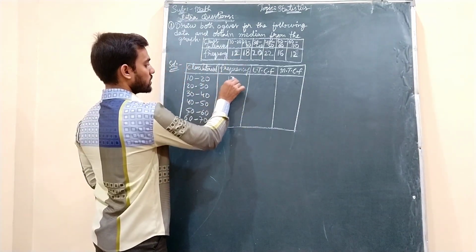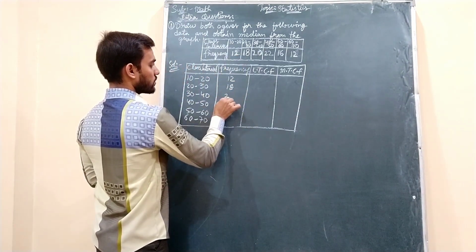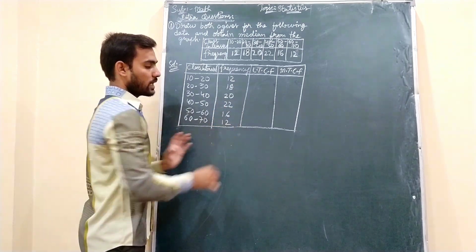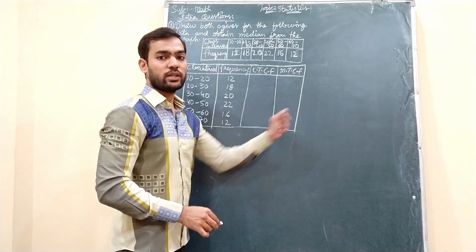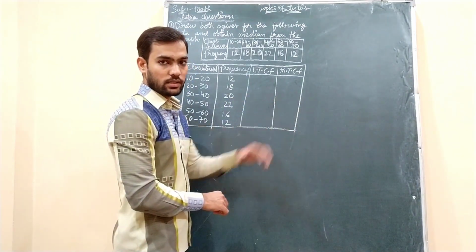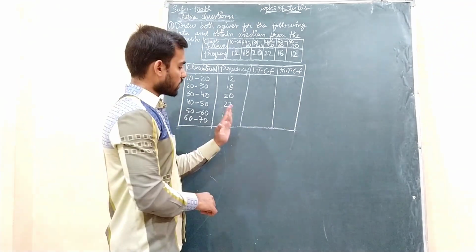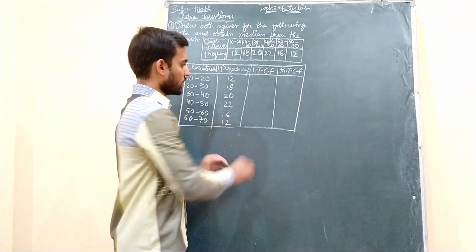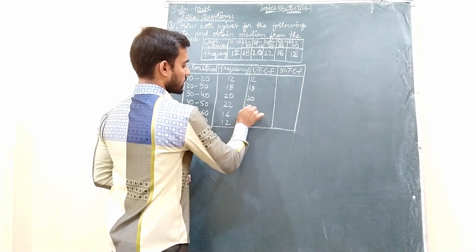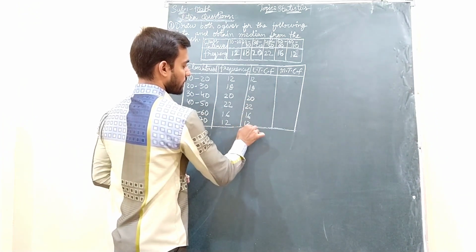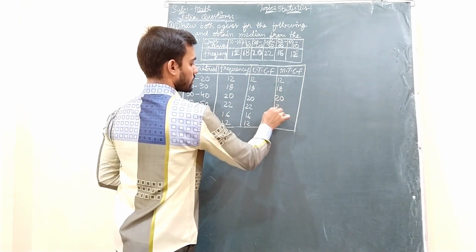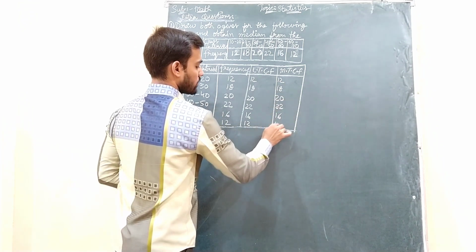Frequencies as it is we will copy: 12, 18, 20, 22, 16, 12. I'll give you the logic how easily you can get the cumulative frequencies. Okay, this is less than cumulative frequency, this is more than cumulative frequency. Firstly, copy all the frequencies as it is over here: 12, 18, 20, 22, 16, 12. Here also 12, 18, 20, 22, 16, 12.